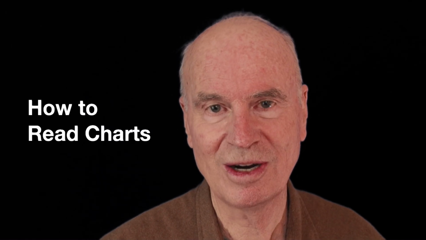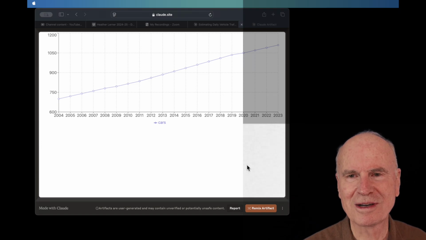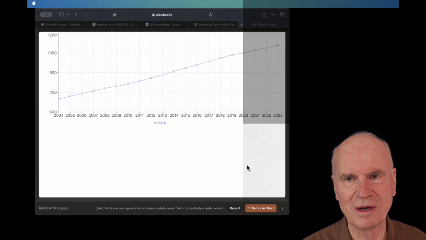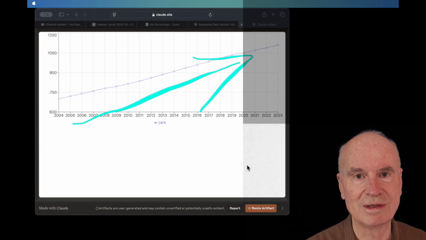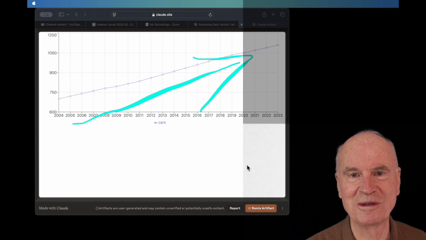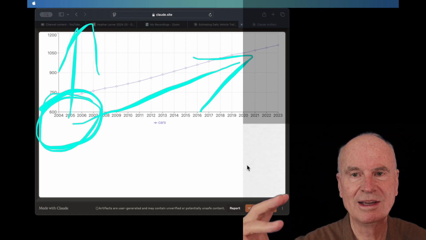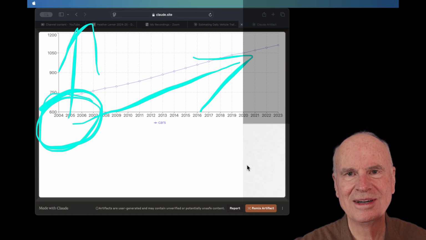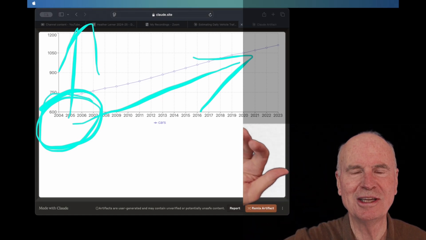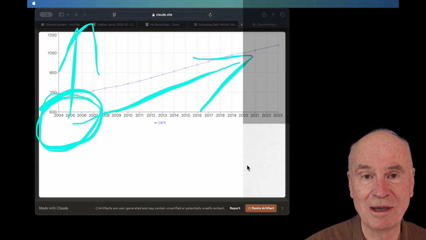As an example, here's a little segment on how to read charts effectively. So I asked Claude to tell me about the automobiles that are now on the road around the world over the last 20 years. We've basically doubled the number of vehicles on the road, but this chart does not start at 0. By starting the chart at a non-zero number, this seems to be a steeper incline than it might otherwise seem to be.